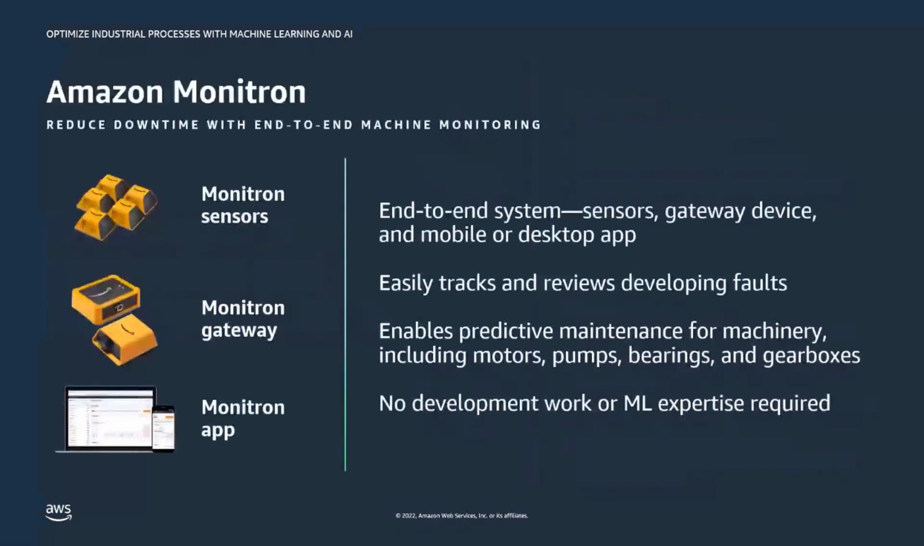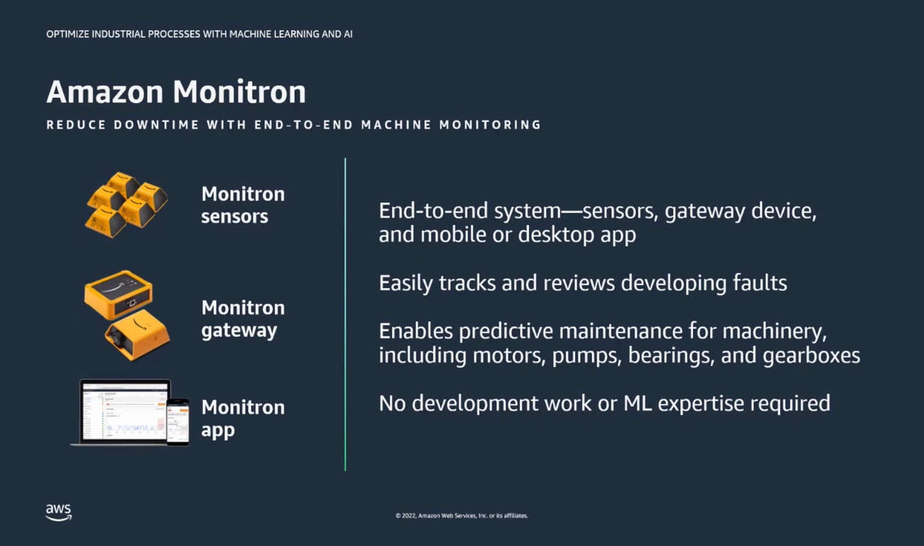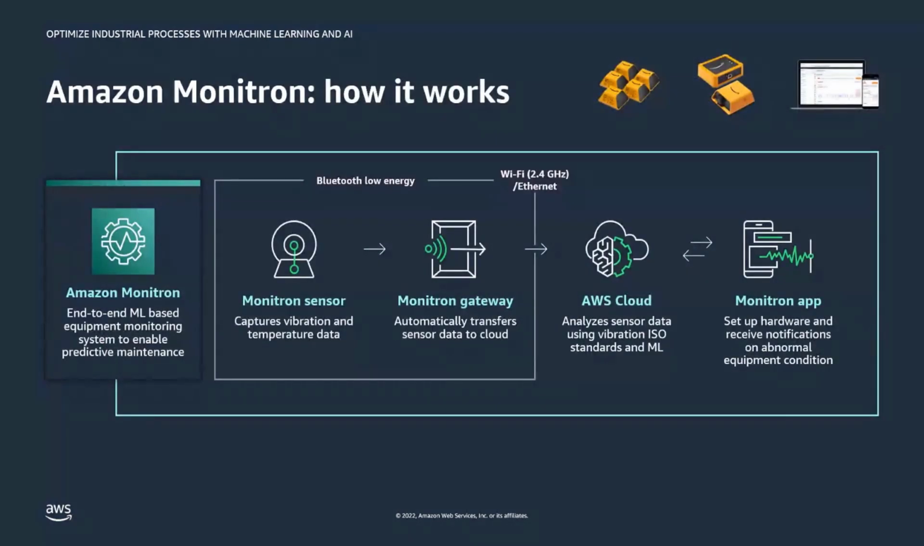One solution to these challenges that Amazon launched a few years ago for customers who want to get started quickly with end-to-end condition monitoring for industrial equipment is called Amazon Monitron. Amazon Monitron is a system that includes wireless sensors, a gateway device, and a mobile or a desktop app so that technicians can easily track and review developing faults. And the best part of this is you don't need any data scientists or even machine learning expertise to use it. So let's look at how that works.